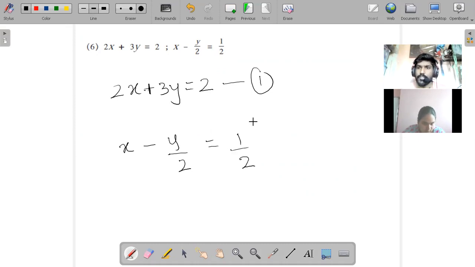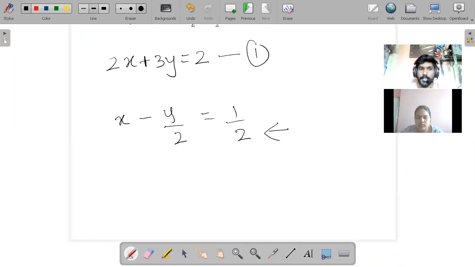Now, such type of equation we had in our first exercise also, where we had a fraction. Do you remember what we did in that? We multiplied the entire equation with something. With what? With the denominator, if the denominators are same. Yes. So here, the denominator has 2. So multiply the entire equation.